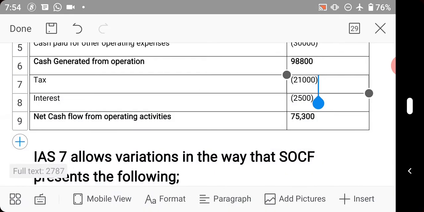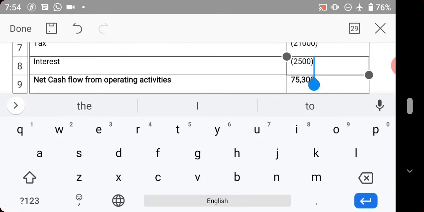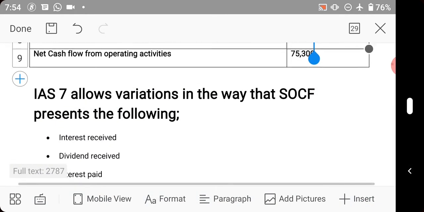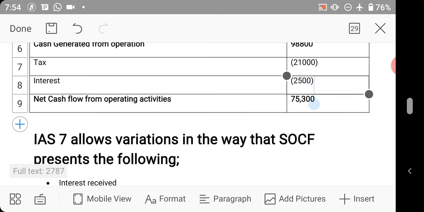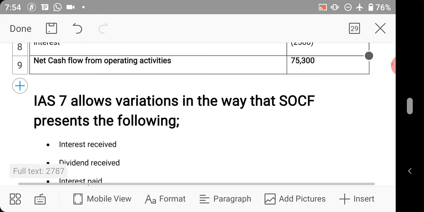You now take care of your tax, just as you did in the indirect method. You also take care of your interest. Now, you would ask yourself, where are these figures from? These are imaginary figures.